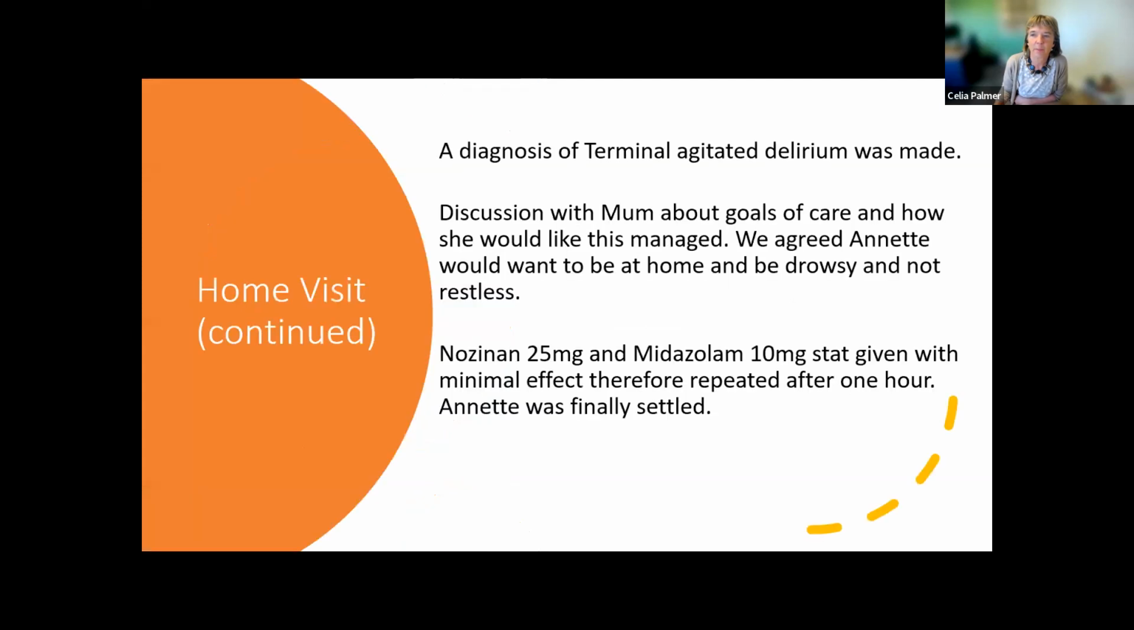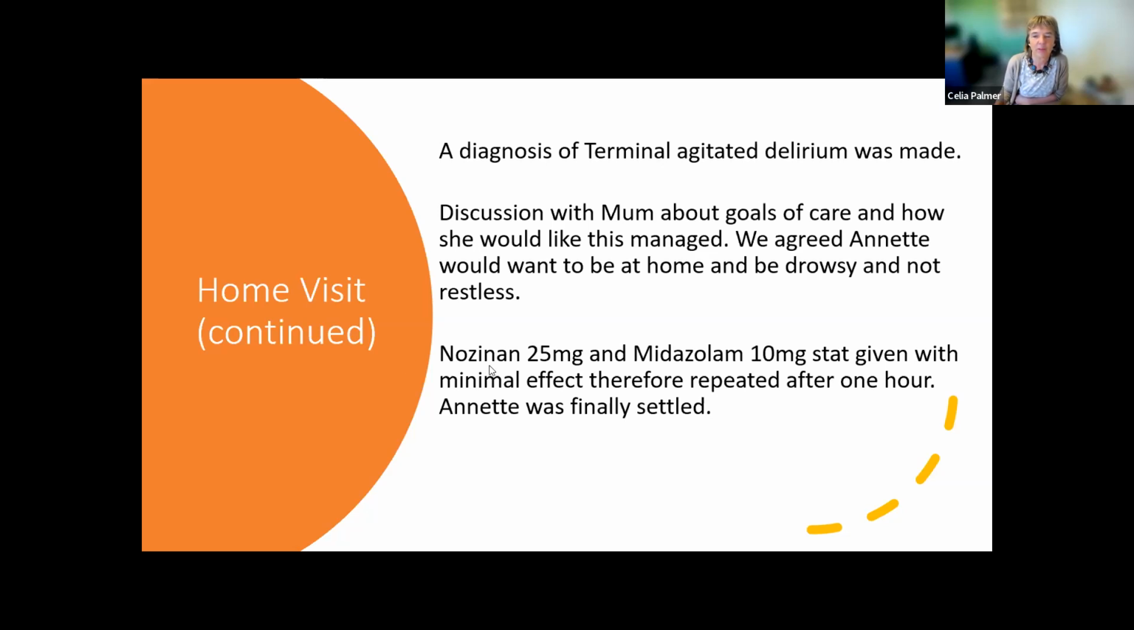to enable that to happen. So she was diagnosed with a terminal agitated delirium because we knew that the time frame was right for this. She was deteriorating and probably likely to have days left. Her mum was really uncomfortable with how she was, and Annette could speak to us briefly to say that she would also like to be more sleepy rather than restless as she was. Actually, it took quite a lot to manage her restlessness.